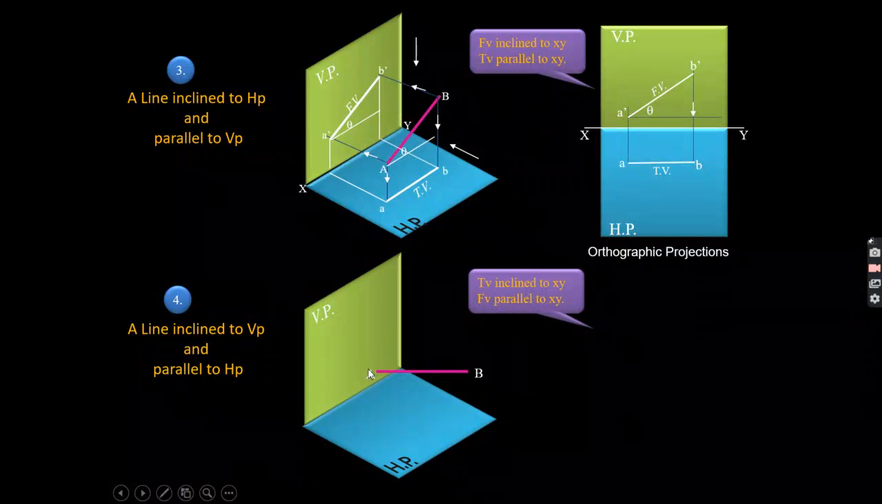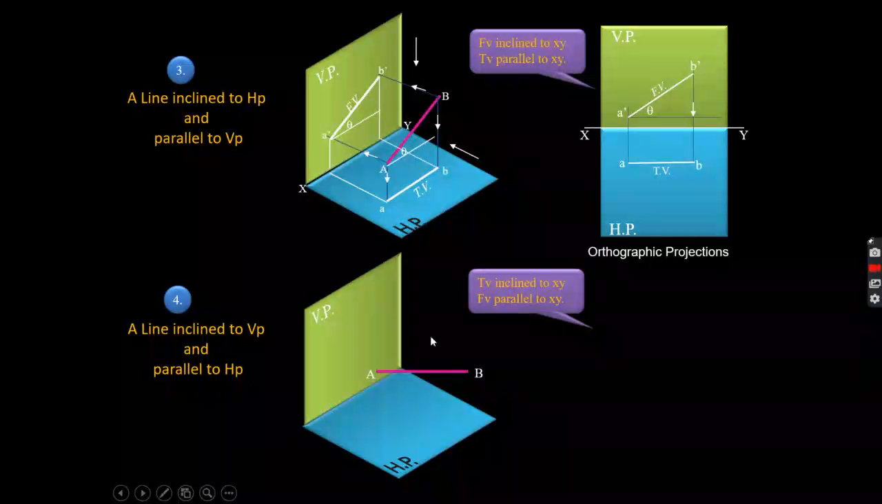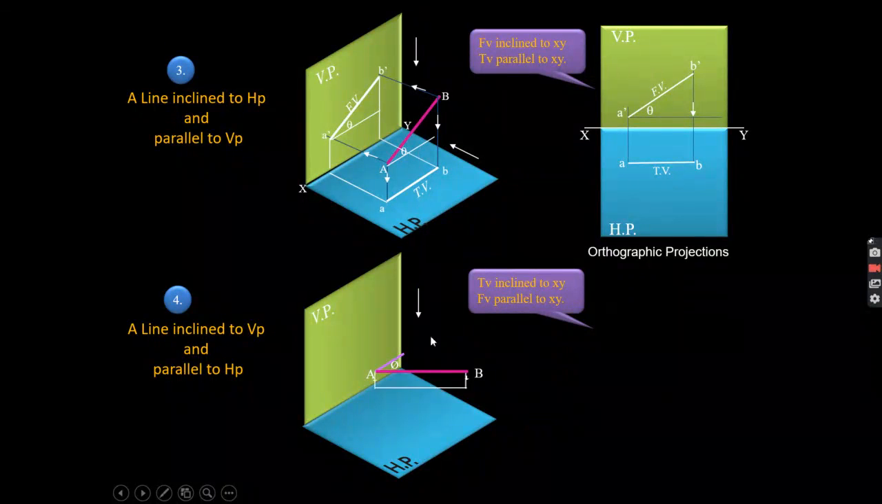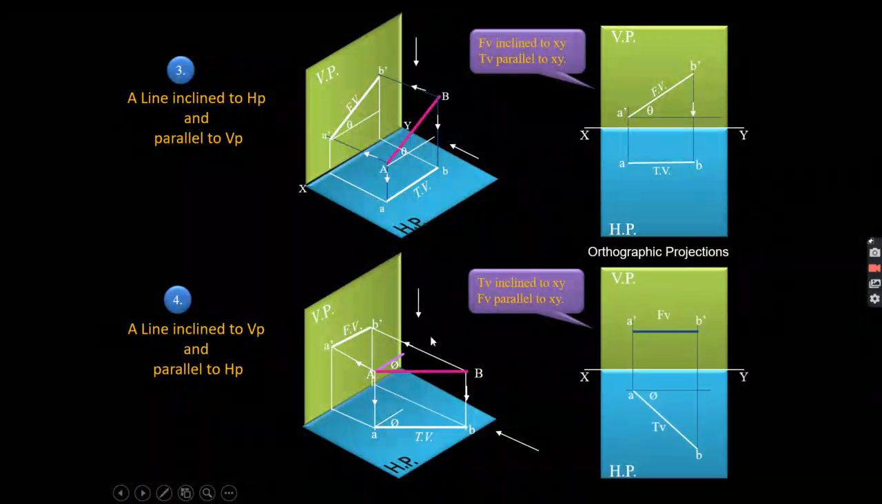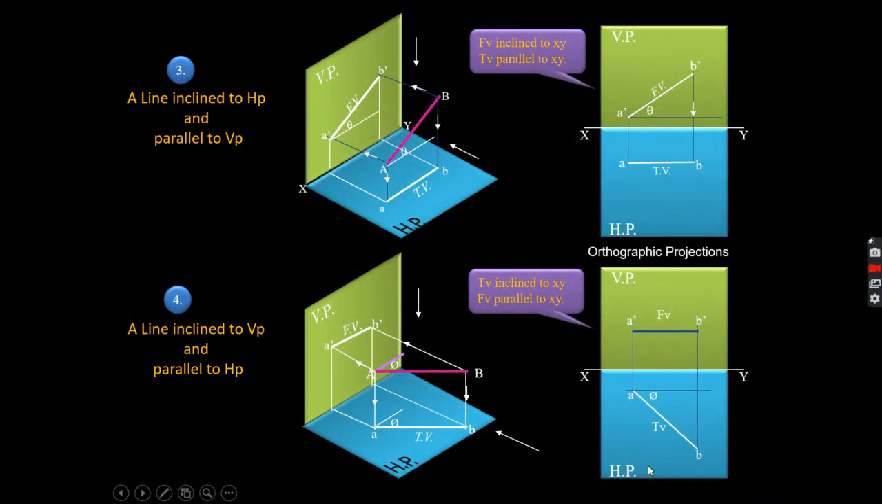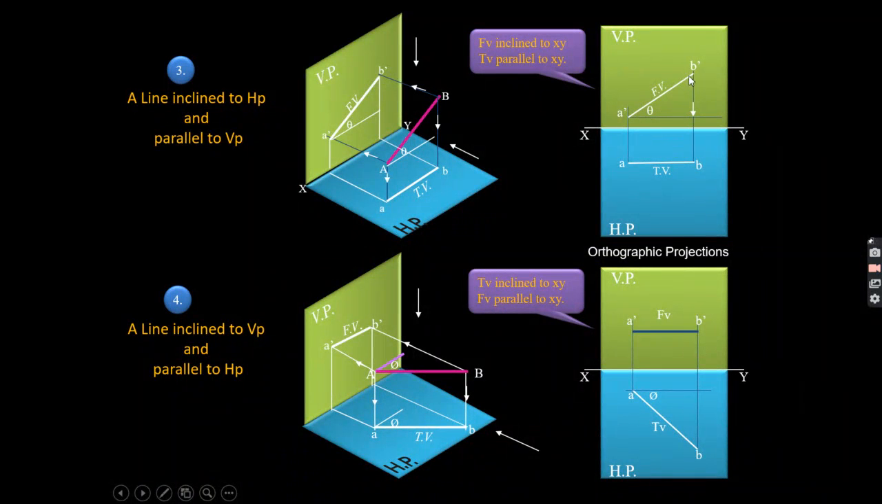Okay, so this distance is 20 mm from the vertical plane, this length is 50 mm, and the inclination you can take as 30 degrees. So this is how you will get the top view and front view of the line AB, and this is your final answer.